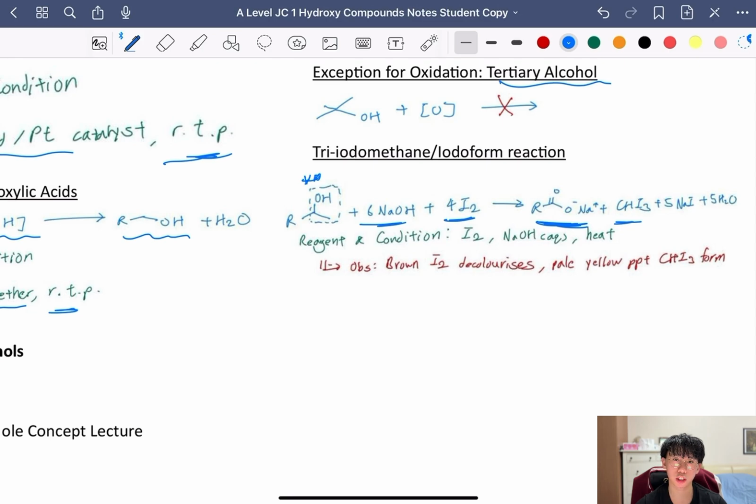Now the reagents and conditions for this reaction are I2, NaOH aqueous, and heat. And as for the observations, which is important by the way, the brown I2 decolorizes and you'll form this pale yellow ppt, which is the CHI3 over here.